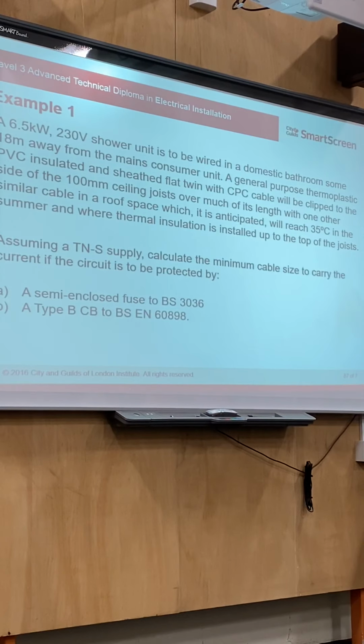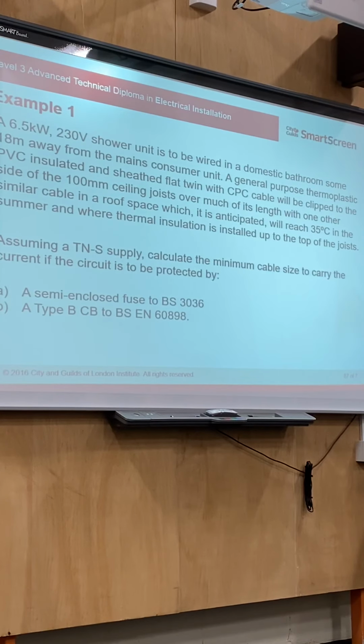.5 kilowatts. We know the voltage. The ambient temperature, yeah, we've got an ambient temperature. To 18 meters distance. What was our ambient temperature first though? 35 degrees C. Okay, what was that you were saying? I think the 18 meters, the run of the cable.